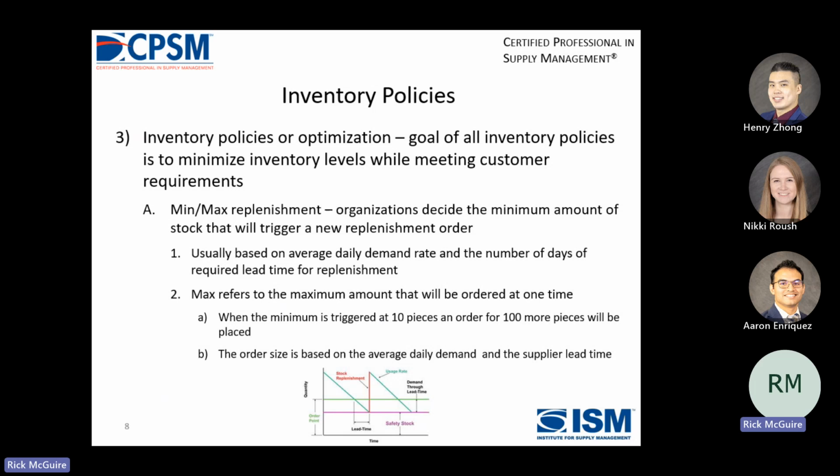Min-max replenishment. Decide the minimum amount of stock that will trigger a new replenishment order. It works great for the C-type items, usually based on average daily demand rate and number of days. Max refers to the maximum amount that will be ordered at one time. So if the minimum is triggered at 10, an order for 100 pieces will be placed, for example. The order size is based on the average daily demand and the supplier lead time.